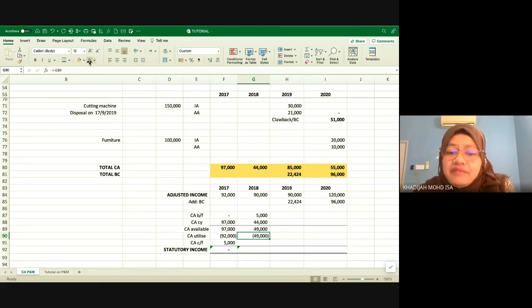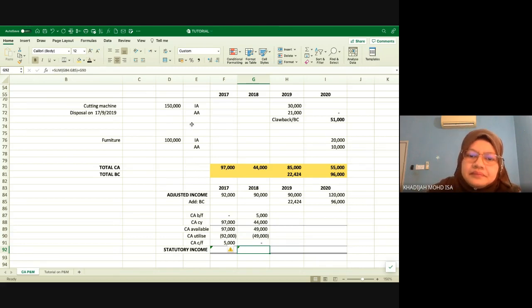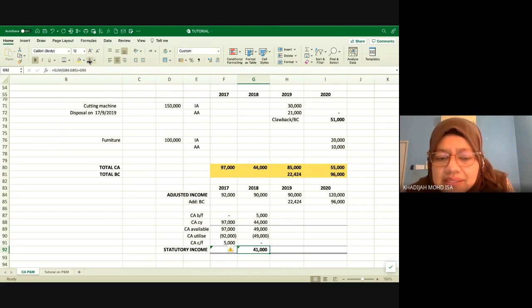Everything. Use everything, yeah. Because you want to minimize your tax, your SI as much as you can, so that you can pay lower tax liability. So whatever allowance that you have, use it, right? You don't have to keep it. Not like, no, this year I don't want to, I want to use it next year. So in this case, you don't have any CA to be carried forward. But do you have a statutory income? What would be your statutory income? 41,000, because your adjusted income is 90,000, but your CA is only 49,000. So you have a balance of income which is not absorbed by your CA. So you have a statutory income of 41,000.